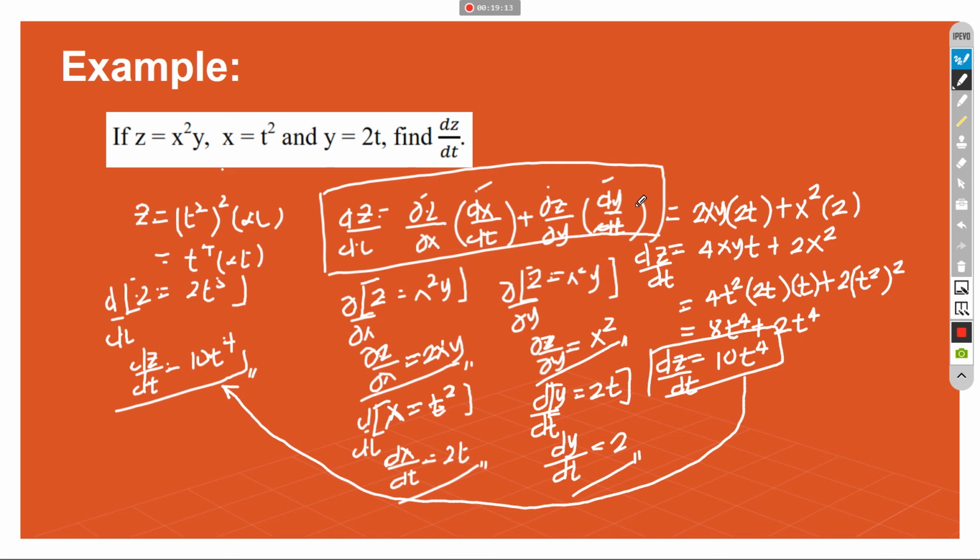Okay, so that's it for our session sa partial derivative. So, yung process niya, hindi nagbago. Okay, para lang maintindihan ninyo, kasi gagamitin natin yan sa differential equation.